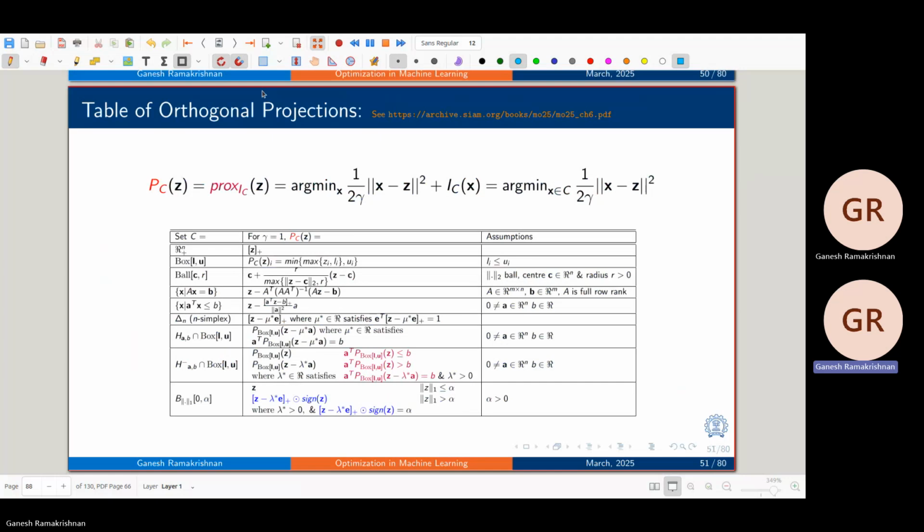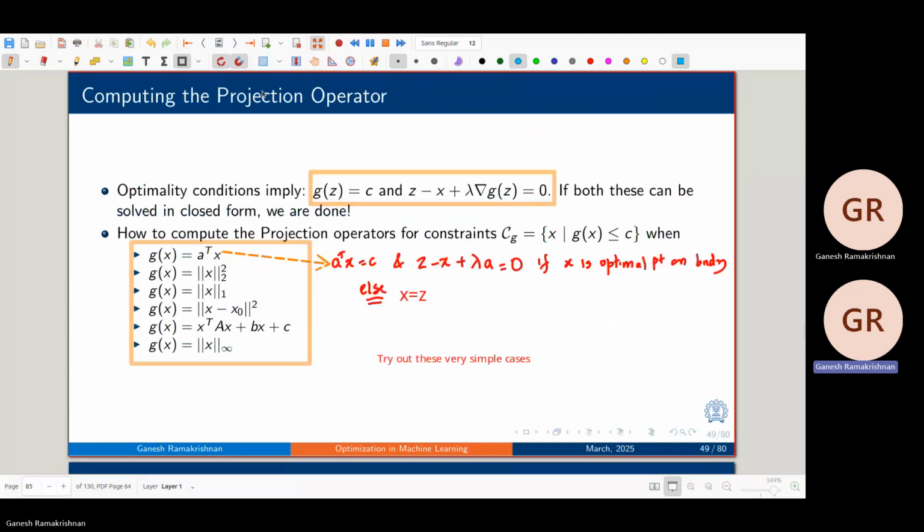Is this clear? We'll continue this next whenever we get the next chance. I know we have seminar presentations, but hopefully we'll get some more slots. So please think about this. How will these be? This is the homework problem. All of these should come with a simple optimality condition: g(z) equal to C and z minus x plus lambda times the gradient should go to 0. Yeah, z is x star here, sorry.